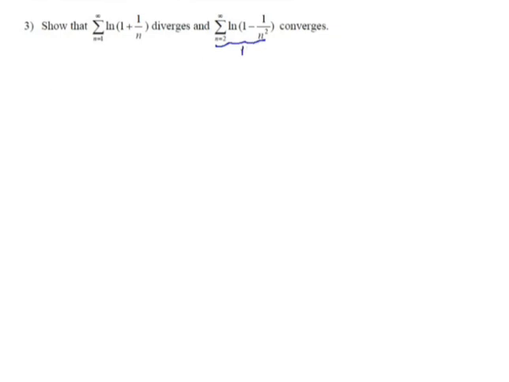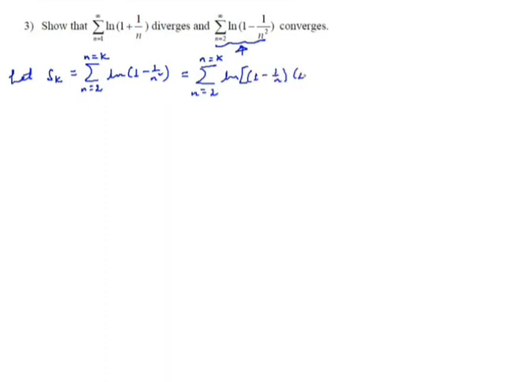Now we will show that this series converges. So to show the convergence of this series, let the partial sum be SK, which is the summation n starting from 2 up to n is equals to k, ln of 1 minus 1 over n squared. So 1 minus 1 over n square we can factor, and rewrite as ln of 1 minus 1 over n times 1 plus 1 over n.